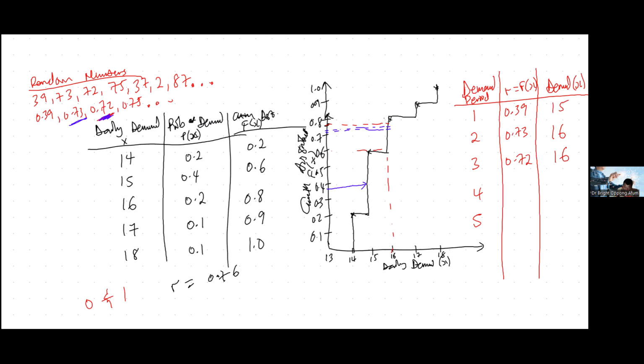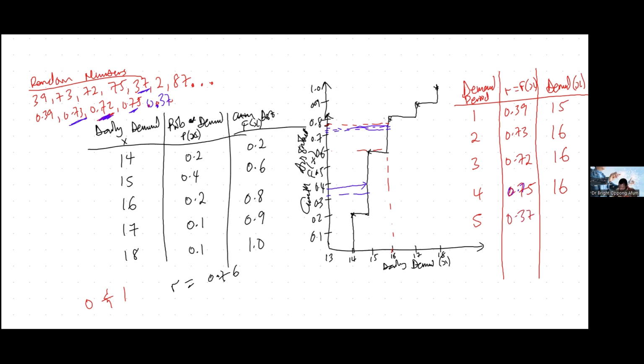Then 0.75. If you know how to code using computers, as the simulation process, you can code it, then pick the random number and it will select the particular demand. This is very easy. So 0.75 also gives 16. The fifth is 0.37, which is somewhere here. It's 15.